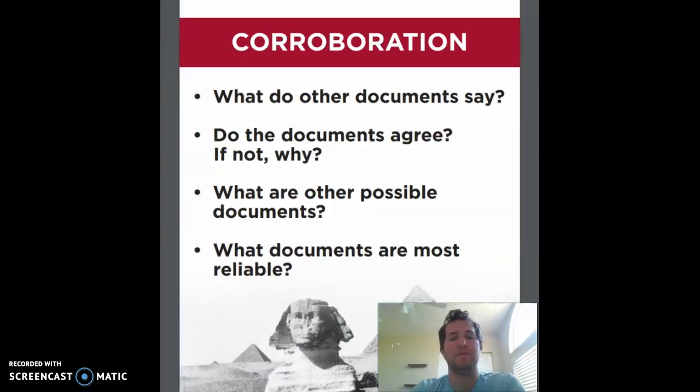The third skill you're going to be learning is corroboration. Now, this one is just taking more than one document and comparing multiple documents. So anytime you use more than one document to back up a thesis or to back up an argument, you're corroborating. When you corroborate, you look at what other documents say. You check whether or not they agree. Why or why don't they? Are there any other documents you could use that might strengthen your argument or disprove your argument? And which of the documents you're seeing are most reliable?